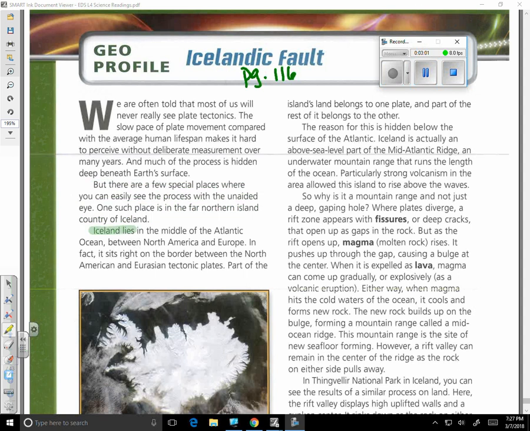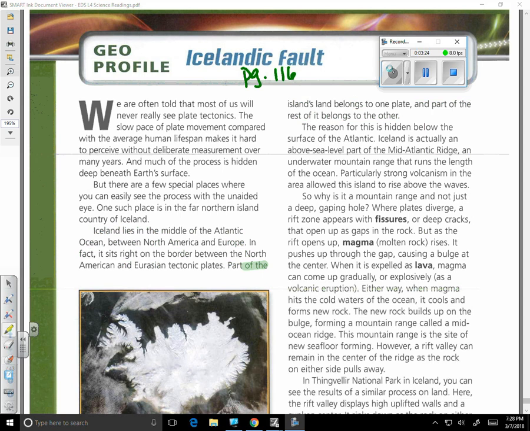Iceland lies in the middle of the Atlantic Ocean between North America and Europe. In fact, it sits right on the border between the North America and the Eurasia tectonic plates. Part of the island's land belongs to one plate, and the rest of it belongs to the other.